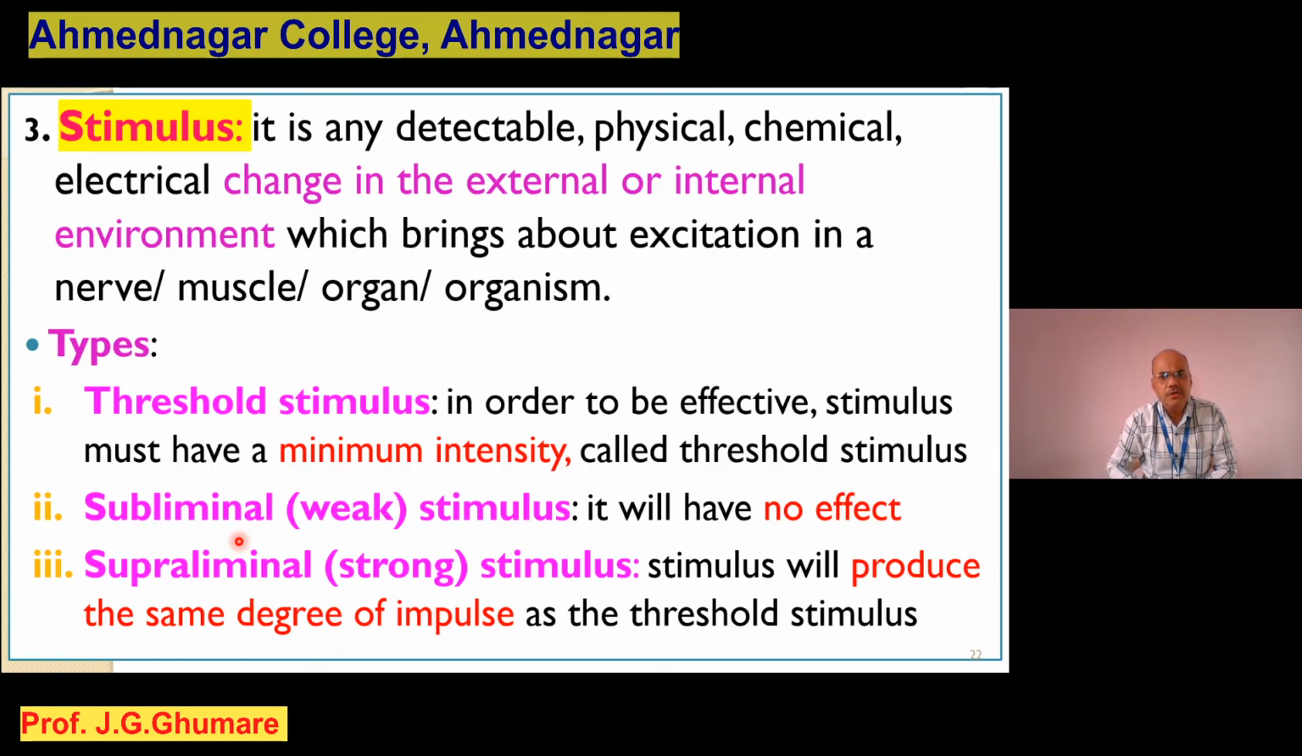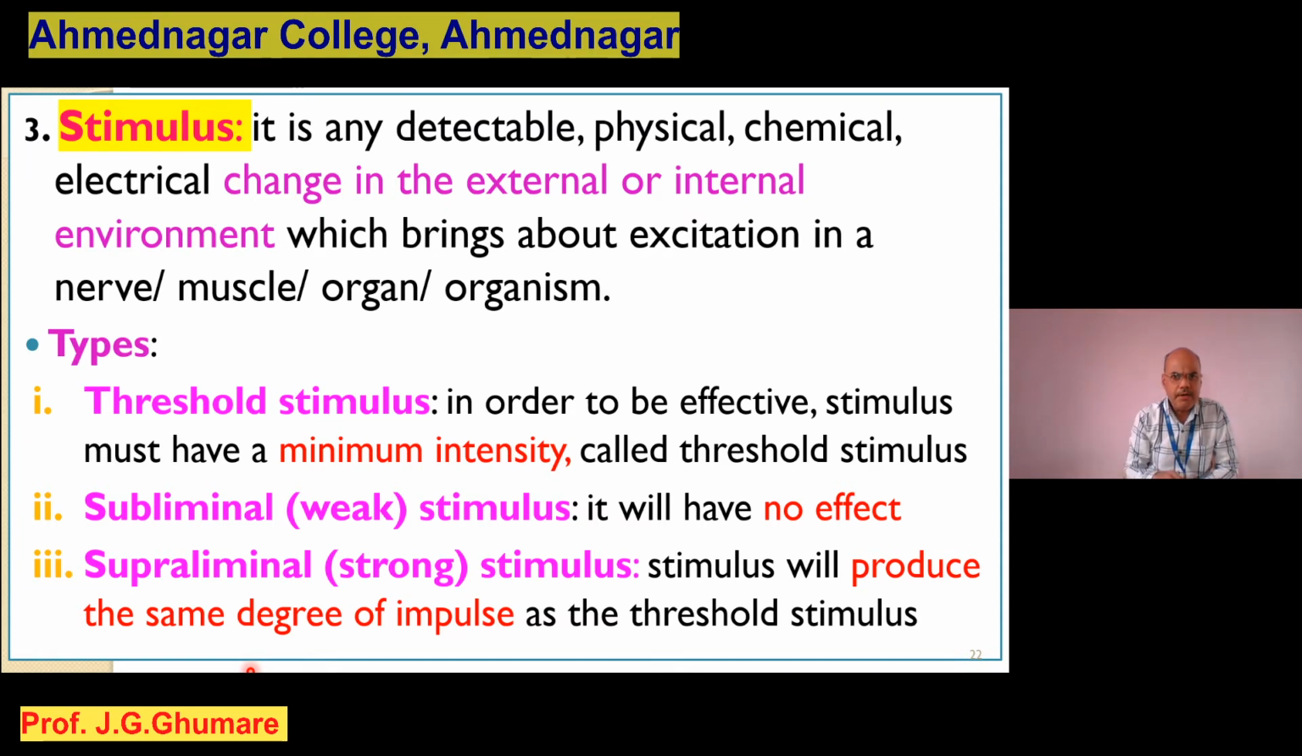A few more properties we'll study. Next one is called stimulus. It is any detectable physical, chemical, or electrical change in the external or internal environment, which will bring excitation in the nerve, muscle, organ, or organism. This is called a stimulus, remember. In simple words, any change in the environment is called a stimulus.